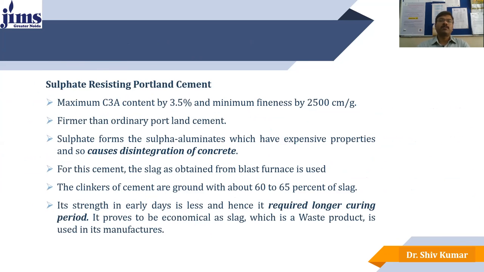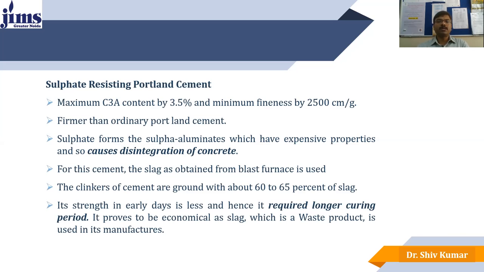The next one is the sulfate resisting Portland cement. It is used in locations where sulfate attacks are more likely in the atmosphere. The concentration of sulfate is higher, and the sulfur dioxide, which is higher, reacts with the cement and causes disintegration. Because when it reacts with the excessive sulfate, it expands, and when the cement expands, it causes disintegration. So the maximum C3A content is 3.5% and minimum fineness is 2500 square centimeters per gram.